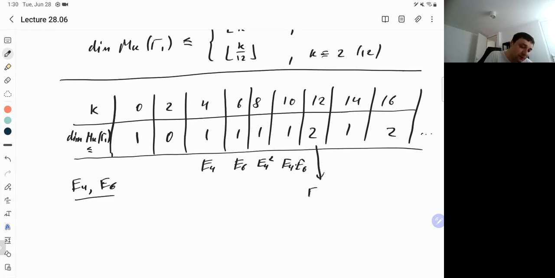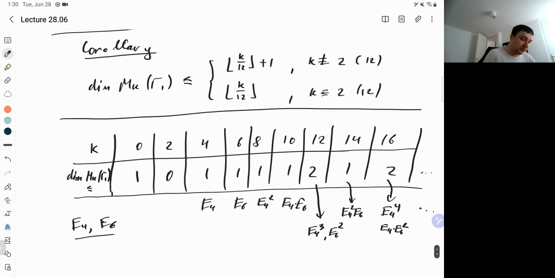So here you have E4 cubed, but you also have E6 squared, so you have 2 functions, and actually they are linearly independent. And similarly here, you only have one function, which is E4 squared E6. And then here you have, again, 2. So I guess you have E4 to the power 4, and then E4 times E6 squared, and so on. And again, it's a small exercise to show that, if you know these upper bounds, the polynomials in E4 and E6 of homogeneous weight k exactly give you this many independent functions.